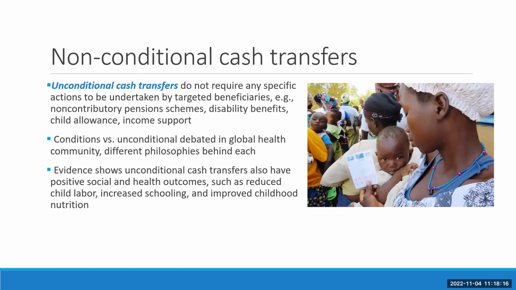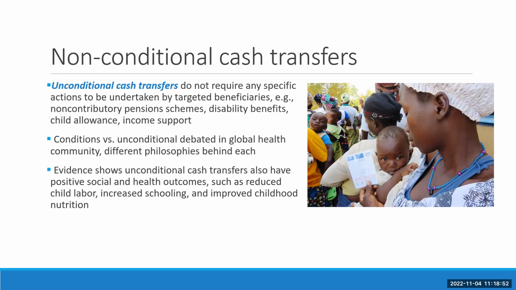Then a non-conditional cash transfer is just the same thing, but there's no condition tied to it. It is just giving people relief, like a child allowance, income support, disability benefits, without them needing to do anything else. Lots of governments have this. We have examples of this, and both conditional and unconditional cash transfers have been shown to improve health outcomes for populations.